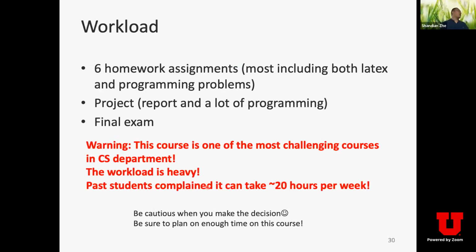And again, workload, I want to emphasize again, 6 homework assignments. Homework 0 has been released and is due this Friday. And the other 5 homeworks, most of them will include both written problems and programming problems. And regarding the course project, you need to submit several reports like the proposal, the midterm, and the final report, and you need to do a lot of programming and also practice using machine learning to address those problems, and you need to take a final exam.